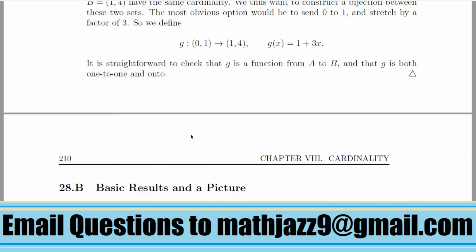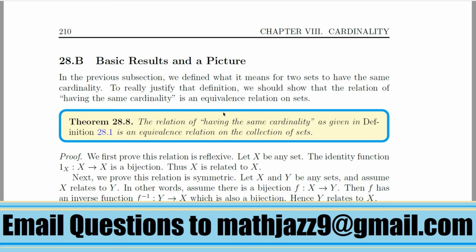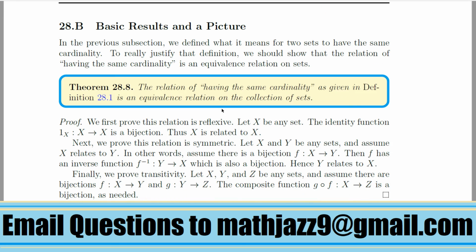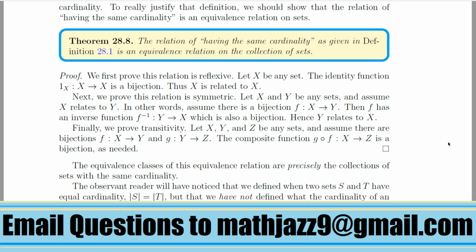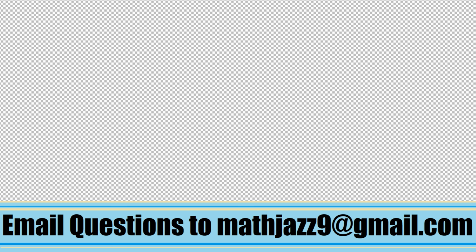Okay, so we have our first example of proving two sets are bijective. Let's continue. The theorem says the relation of having the same cardinality is an equivalence relation. Okay, so let's prove that.